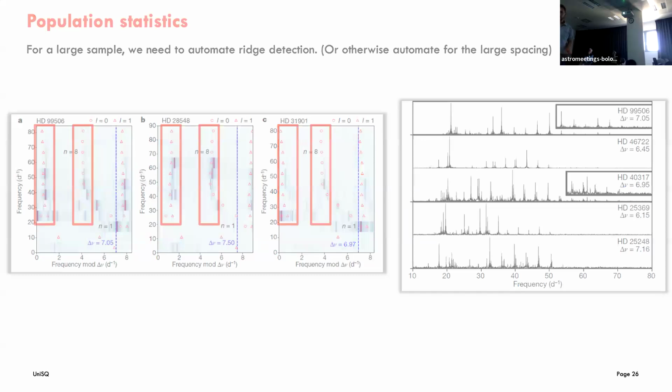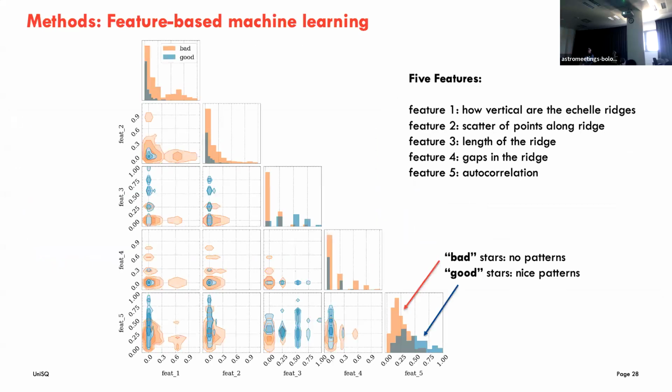So what Will did was train a machine based on a bunch of features, and those features included how vertical the ridges are in the échelle diagram for a given value of delta nu, what is the scatter of the points along that ridge, what is the length of the ridge in the échelle diagram, whether there are gaps in it, and indeed he included the autocorrelation. And that quite neatly separates the bad stars, where there are no patterns in the frequencies, from the good stars where we have nice patterns.